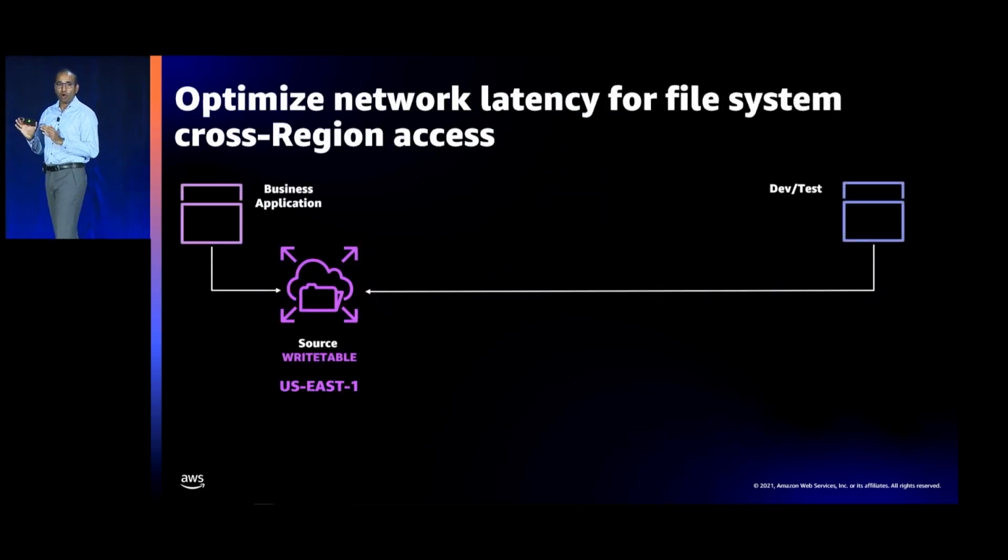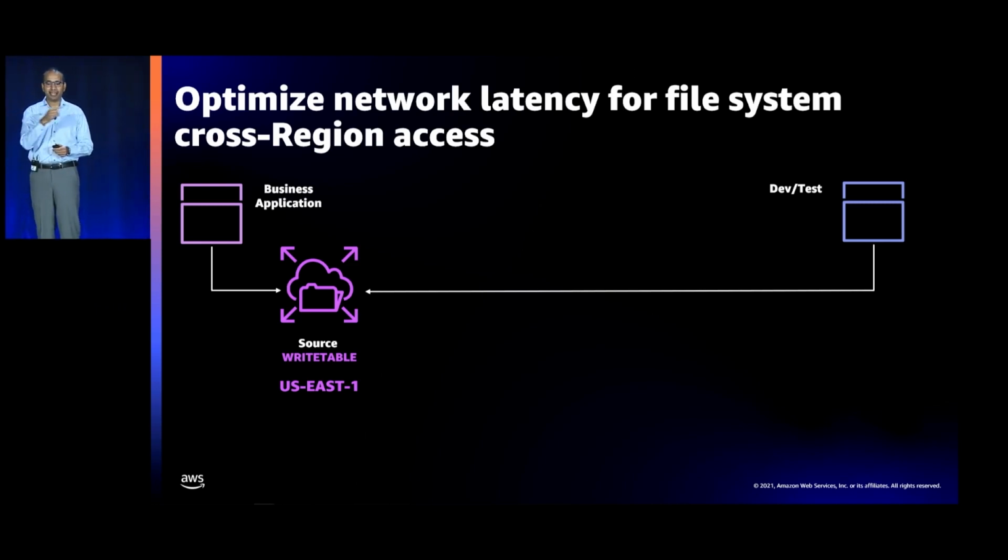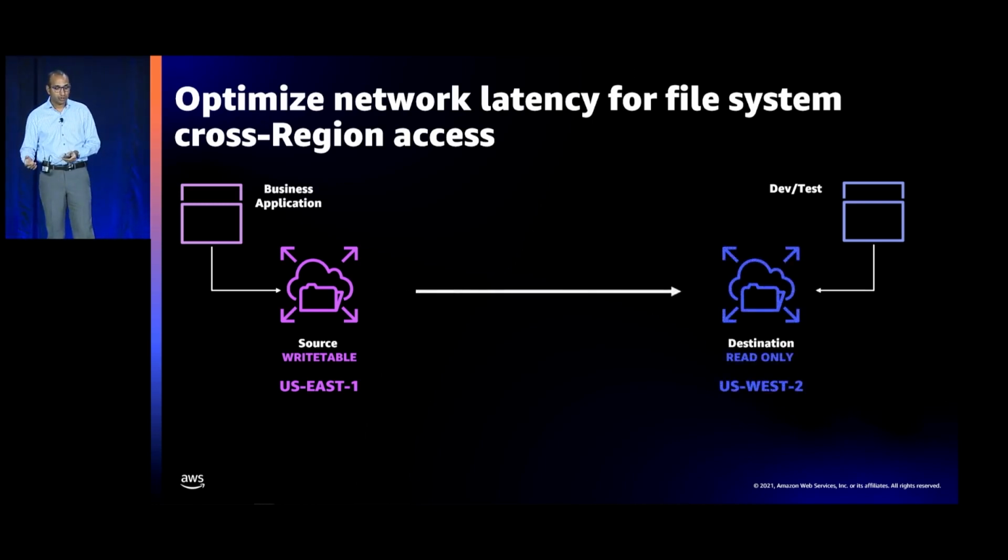Customers with global research and development locations often run their dev test environments in a completely different AWS region from where they're running their business application. So that means the dev test environment will need cross-region access to your EFS file system, and that can introduce network latency. So you can optimize on your network latency by replicating your file system to the region where your dev test environment is located, and by configuring your dev test environment to use the replica file system instead. And that way you have optimized on your network latency.